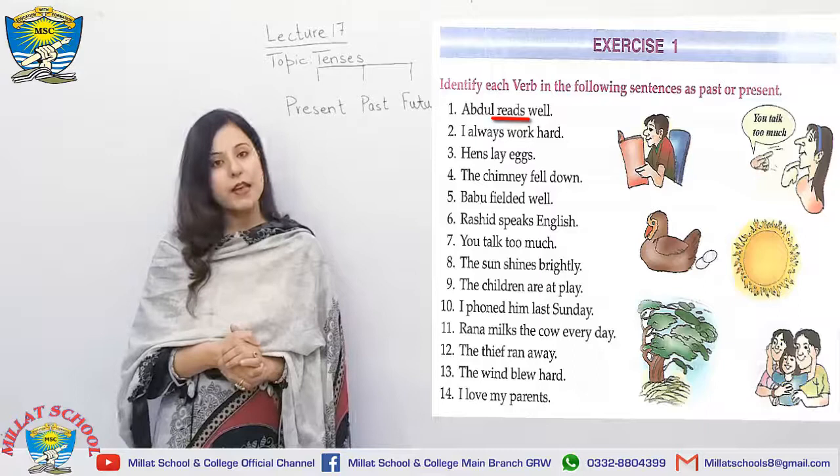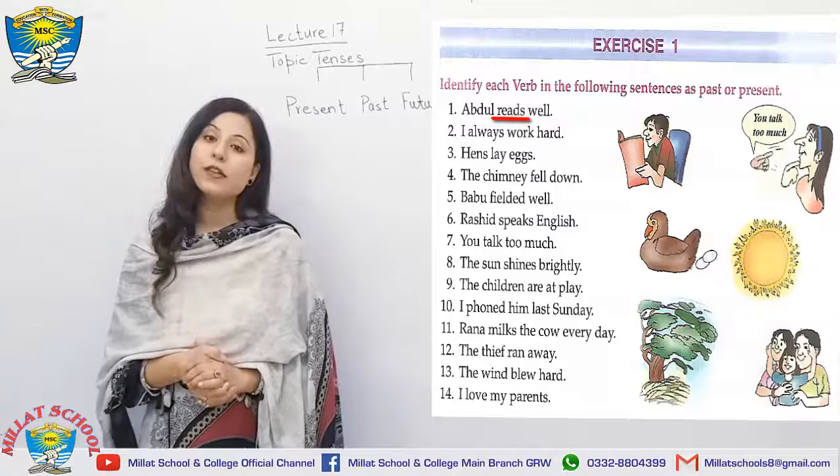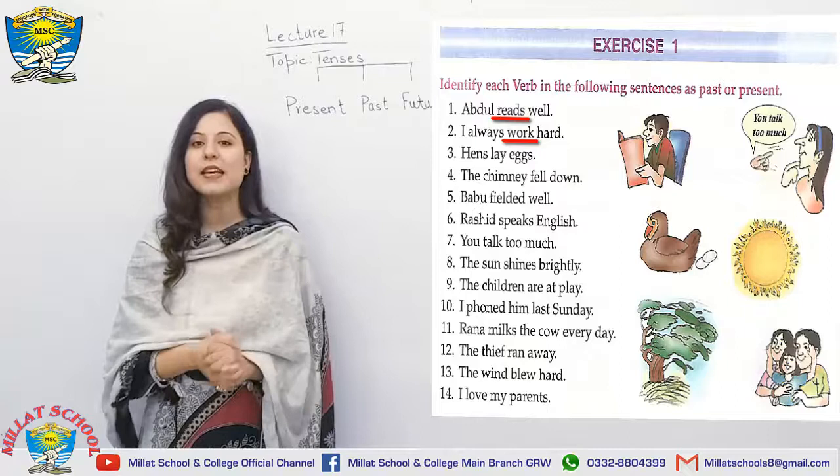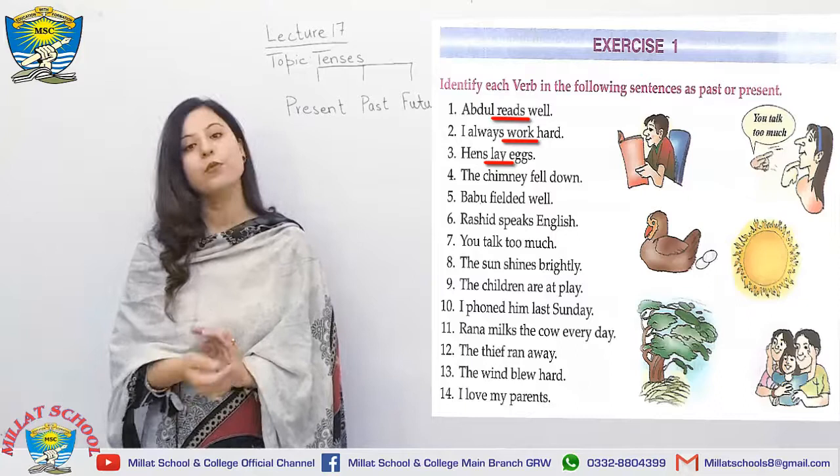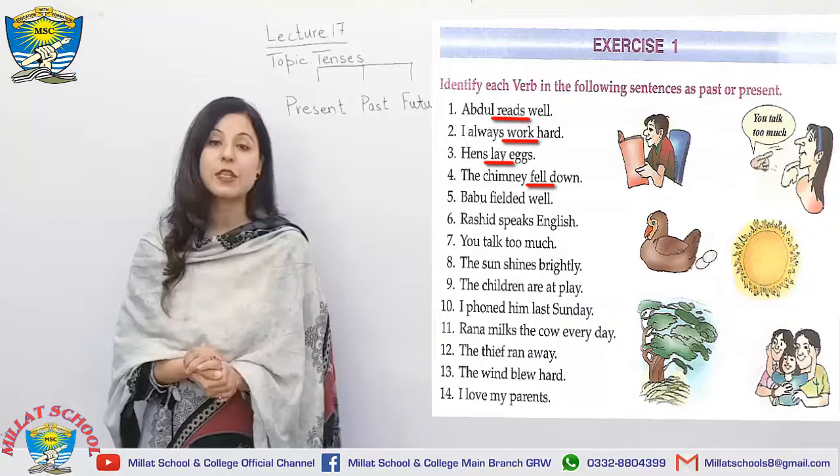Number 2 sentence is, I always work hard. Work, exactly. Work is your present tense again. What's next? Hens lay eggs. Lay, yes. Number 4, the chimney fell down. Here is fell. Yes, because fell is the past tense. This is your past. The next one is number 5.